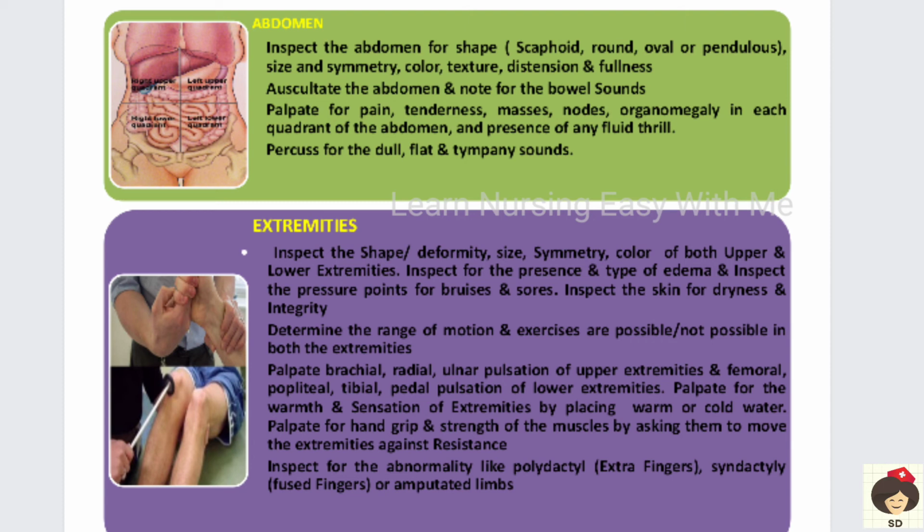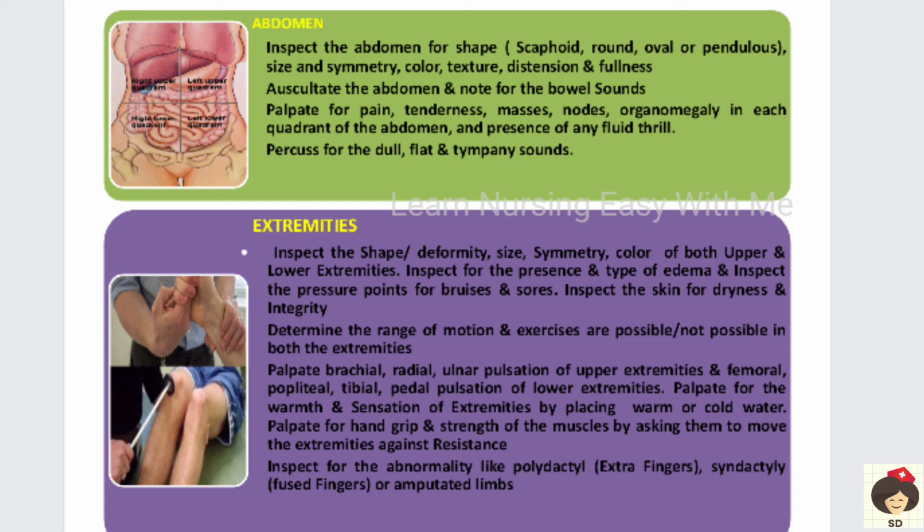And next, coming to extremities. Again in extremities, both upper and lower extremities you have to check. Here you will be inspecting for shape, deformity, size, symmetry, color, etc., and also presence of edema. Usually in case of renal diseases, patient may have edema. If there is edema, again you have to check for pitting and non-pitting edema. All you have to check, and also you have to check for the pressure points.